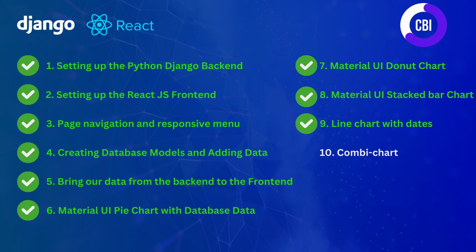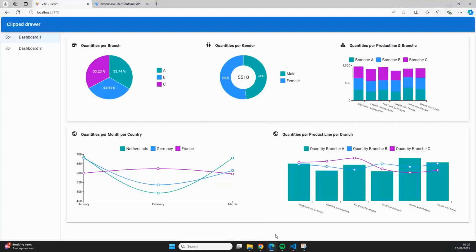In this video, we're going to continue, and I'm going to show you how you can use a combination chart, where one of the series is displayed as a bar and the other one as a line. And in the end, it's going to look something like this, where we display a data set that we also used in the previous video that displays the quantities per branch and per product line in a Combi-Chart, where the quantities of the branch A are defined as the bars, and the quantities from branches B and C are visualized as a different type, being a line chart.